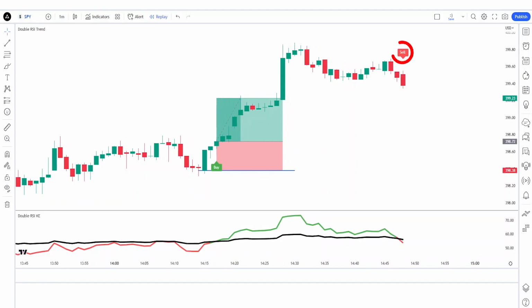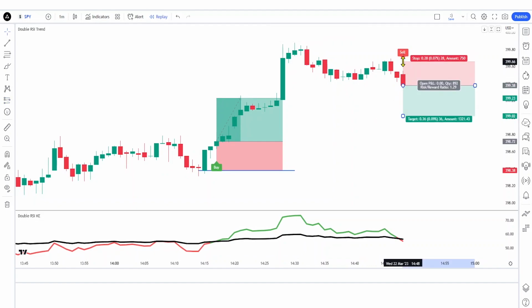First, the double RSI trend indicator must give us a sell signal. Second, the line in our RSI for Kate indicator must be red colored and must also cross the black line downwards. And lastly, the market must form a bearish candle. If all 3 conditions are met, then we can place a sell order.